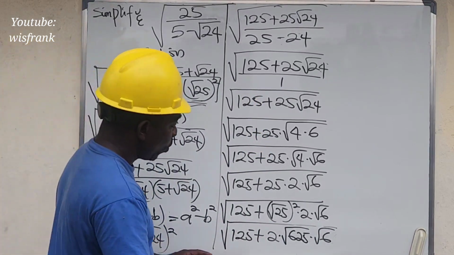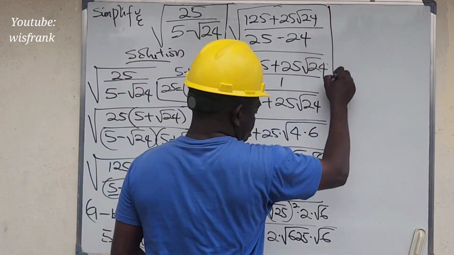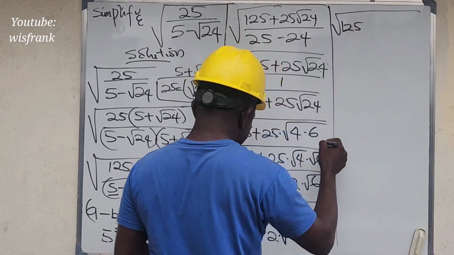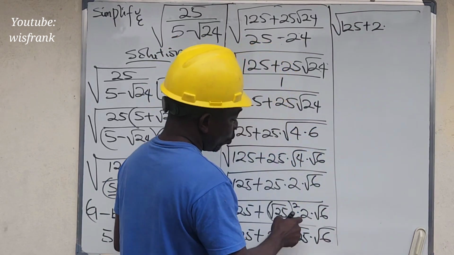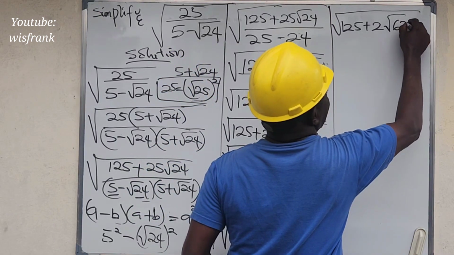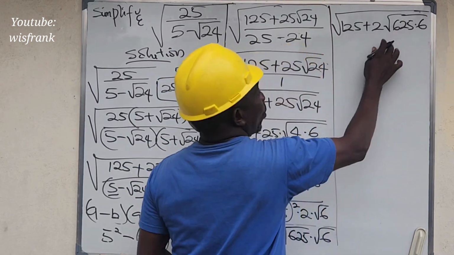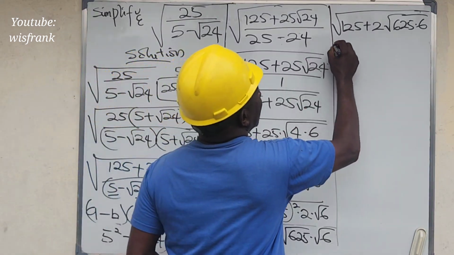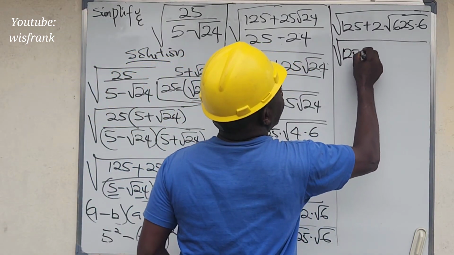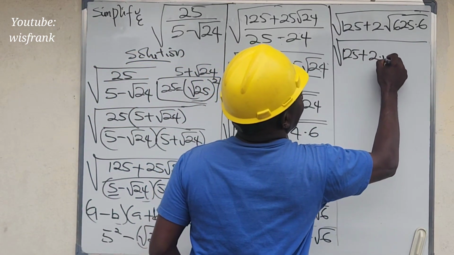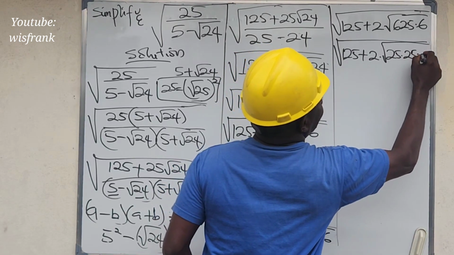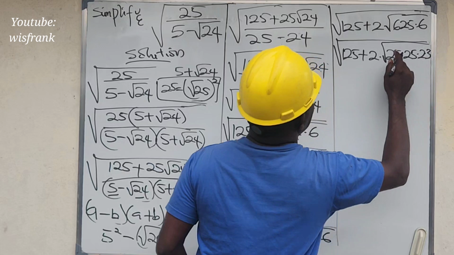So here we have it as square root of 125 plus 2 times square root of 625 times 6. So this is what we have now. So in this situation, this is the same thing as square root of 125 plus 2 times square root of 25 times 25 times 2 times 3. So we have this.